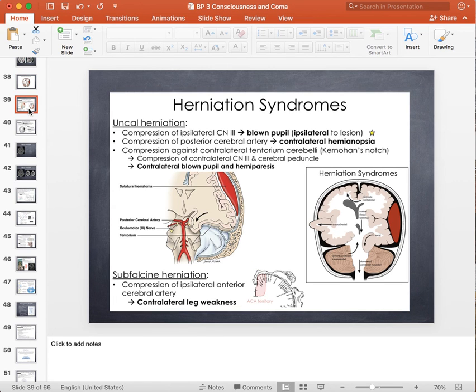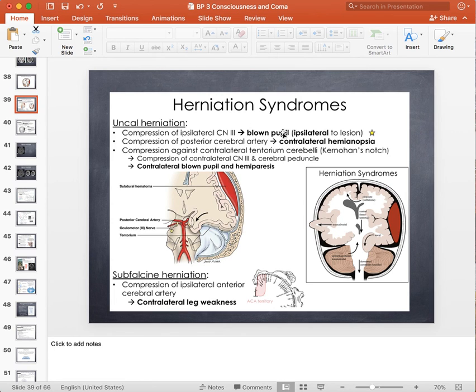Yep. So the most common type of herniation that we see and that we look for is the uncal herniation, which is the type of herniation that really kills you, because it's herniation of the uncus, which is in the mesial temporal part of the brain, into the brainstem and sort of downward. Yep. The way to identify this clinically is your classic blown pupil.